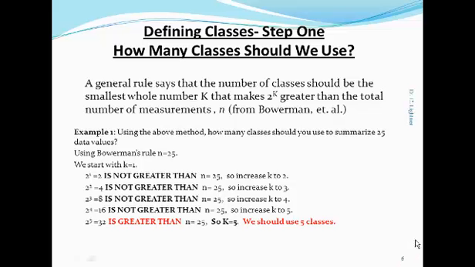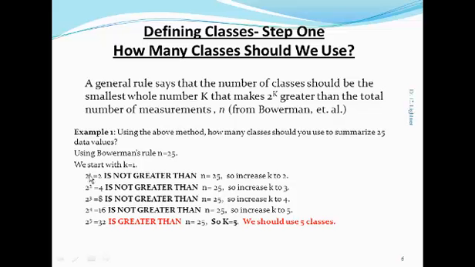Here is a basic rule that I found in Bowerman's statistics book that helps students with determining the number of classes that they should use. The rule says that the number of classes should be the smallest whole number k that makes 2 to the k power greater than the total number of measurements n. If we apply that rule here in example 1, we should try to determine the number of classes that we should use to summarize 25 data values. Using Bowerman's rule, our n value is 25.